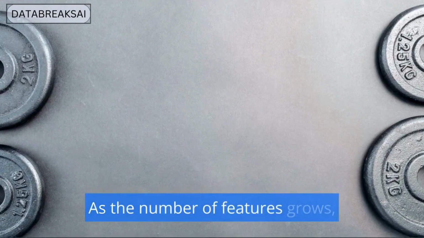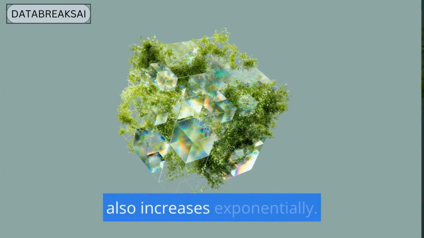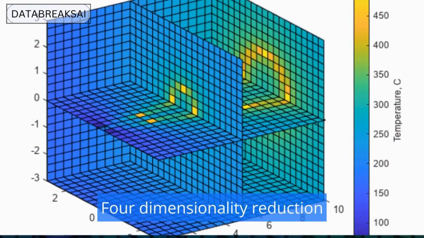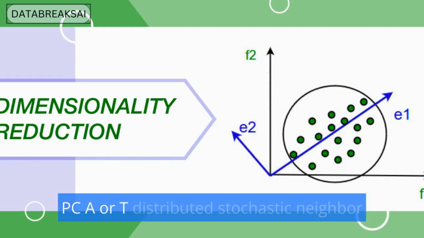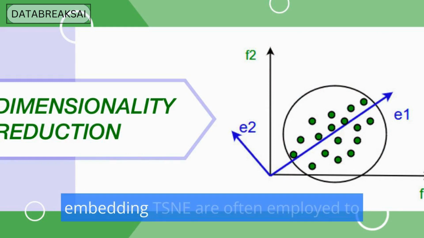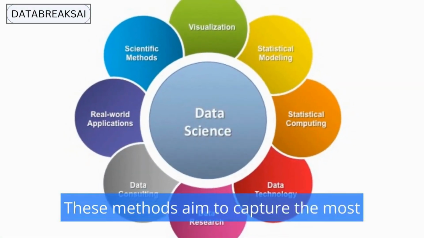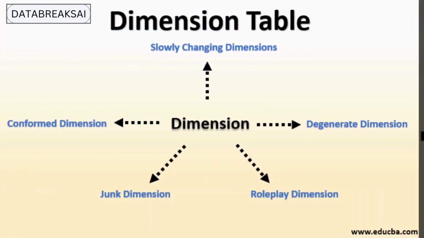As the number of features grows, the amount of data needed to generalize accurately also increases exponentially. 4. Dimensionality reduction. Techniques like principal component analysis, PCA, or T-distributed stochastic neighbor embedding, t-SNE, are often employed to reduce the dimensionality of the data. These methods aim to capture the most important information in the data while discarding less informative dimensions.